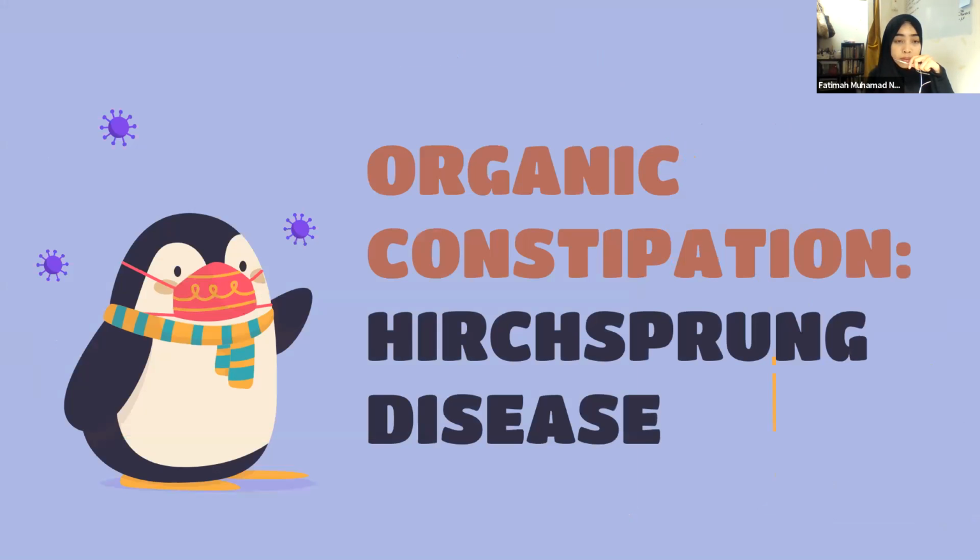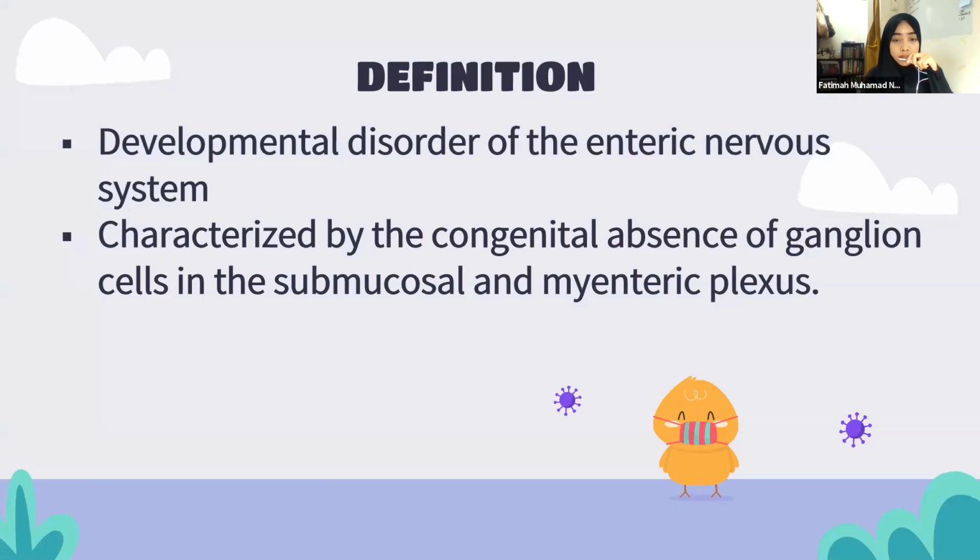Okay, next. Then we go to the second category of constipation, which is organic constipation. And here I would like to focus on Hirschsprung disease. The definition of Hirschsprung disease is a developmental disorder of the enteric nervous system characterized by the congenital absence of ganglion cells in the submucosa and the myenteric plexus. This is the most common cause of lower intestinal obstruction in neonates, however not very common in preterm babies.